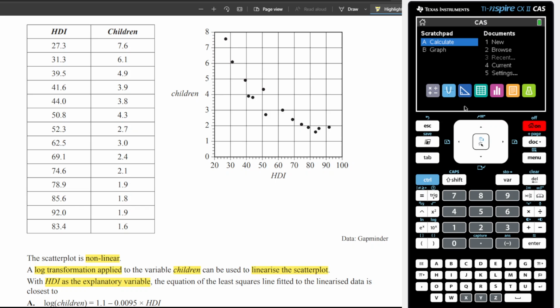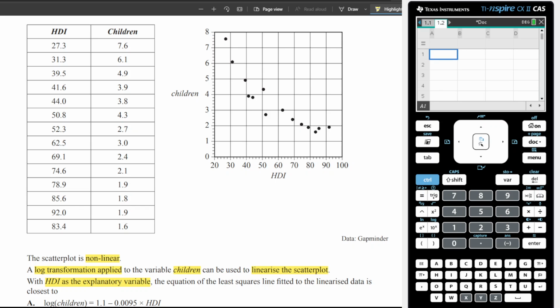So let's open up a new page, a data and stats page. We're going to put two columns in here, HDI and children, and copy in all that information. So we've got 27.3, 31.3, 39.5, 41.6, 44.0, 50.8, 52.3, 62.5, 69.1, 74.6, 78.9, 85.6, 92.0, and 83.4. There are 14 data points, as we were told.